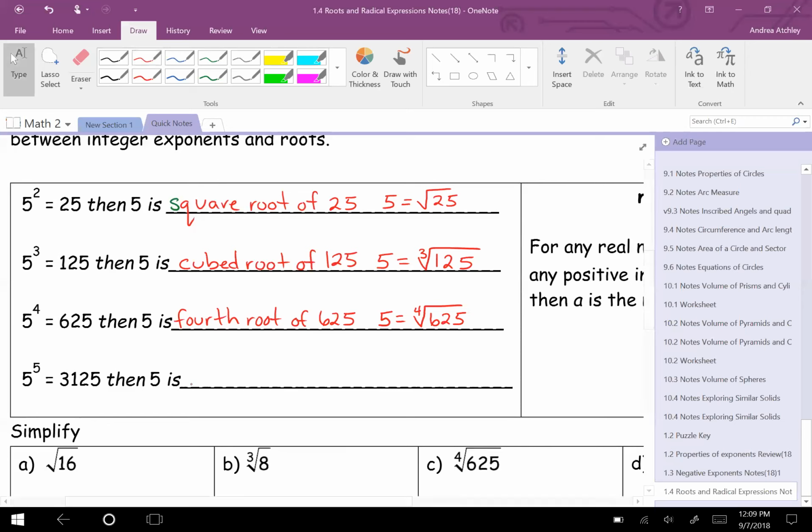Okay, and then we have 5th. 5 to the 5th equals 3,125. Then 5 is the 5th root of 3,125. And again, we write that out as 5 is the 5th root of 3,125.